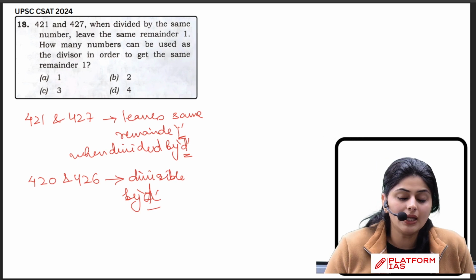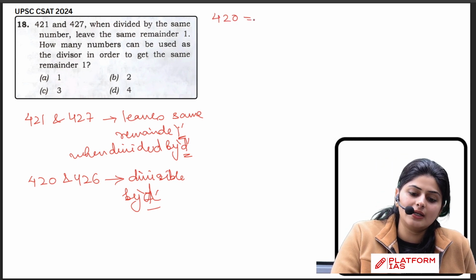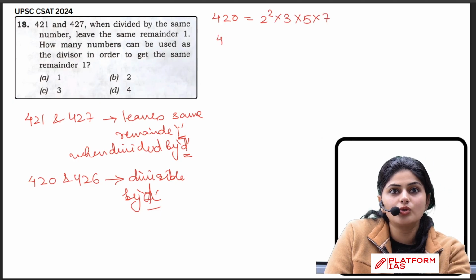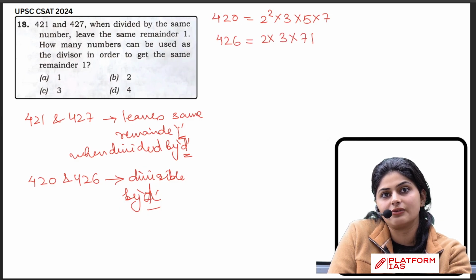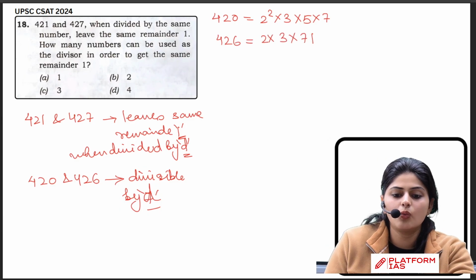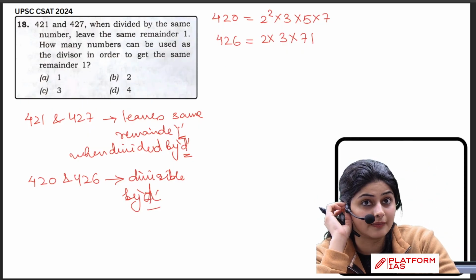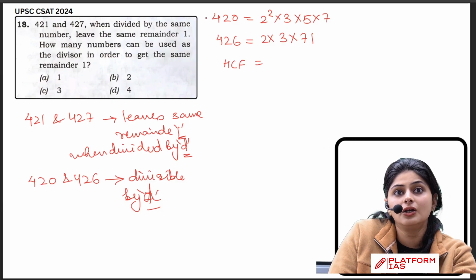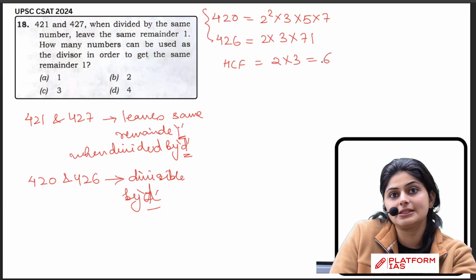If they are leaving one remainder, then if we subtract 1 from each number, 420 and 426, they will be divisible by D. Now this 420, if we find out the factors, it is 2 square multiplied by 3 multiplied by 5 multiplied by 7. This 426 is 2 times 3 times 71. Now what is the HCF, that is the highest common factor? The highest common factor for these two numbers is 2 times 3, that is 6.